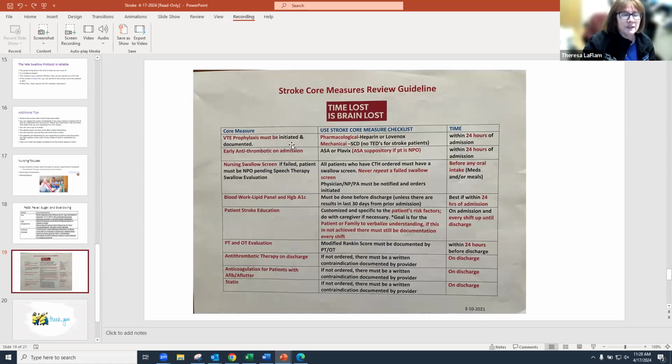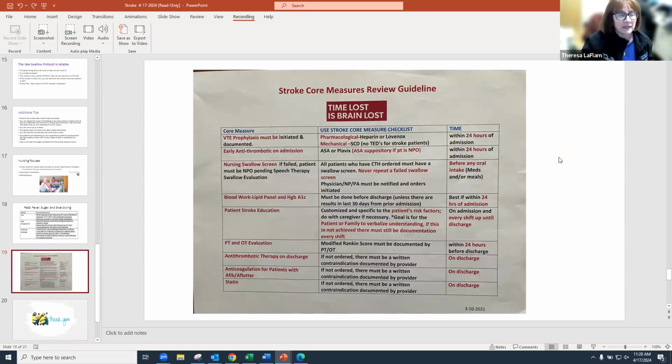VTE prophylaxis has to be initiated and documented in the first 24 hours. We give them the two different choices of prophylaxis they should be using, mechanical or pharmacologic, and it should be done in the first 24 hours. So they're timed. The same thing with the early antithrombotic, right? The aspirin or the Plavix has to be given within the first 24 hours. And if they can't swallow, instead of giving an aspirin orally, you give it as a suppository. They know they have to meet that measure.